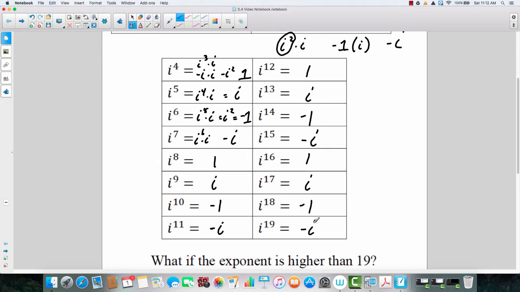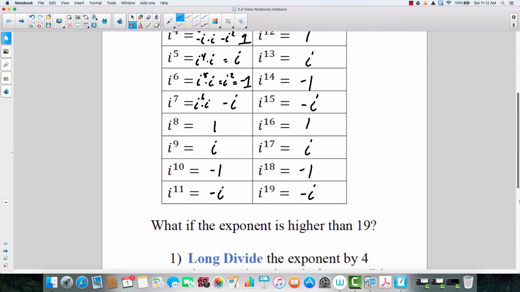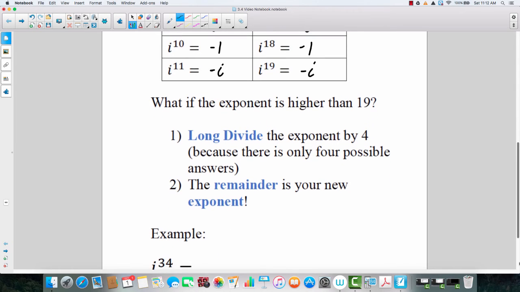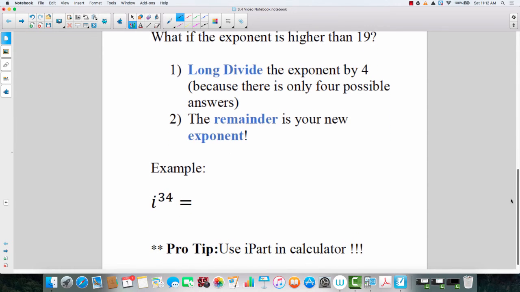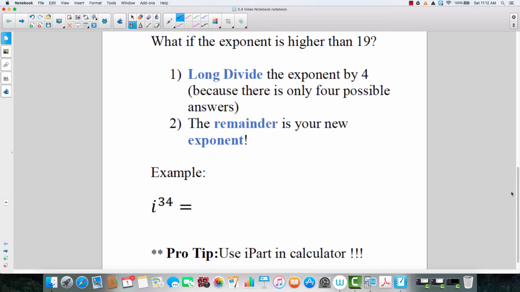And you might ask yourself now, well, I don't want to build this chart if I have to get to like 79 and keep doing this pattern. It's a little ridiculous. So here's the algebra, and then I'll show you the calculator. But I do need you to know this, okay? Since there's only 4 possible solutions, the shortcut for finding out which i I'm going to have is to take this crazy exponent and just divide it by 4. And whatever your remainder is, that's your new exponent.